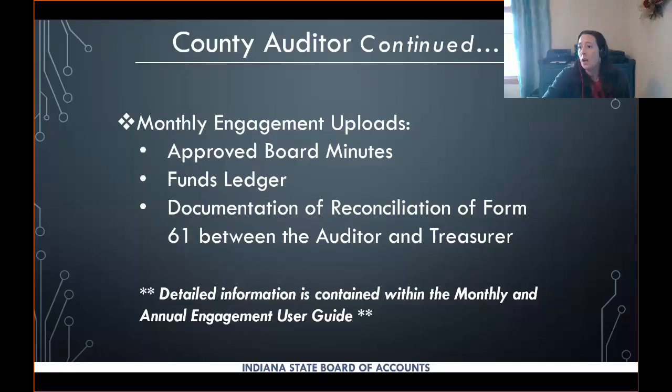Okay. The next one is the documentation of the reconciliation of Form 61 between the auditor and the treasurer. The Form 61 is a prescribed form. It's a monthly comparison between the auditor and the treasurer. If you have a financial statement software that you're using, it may not be called the Form 61. So if you're not sure what report you can print out to be that, again, call Lori and I. But the Form 61 is the prescribed form, and the auditor should have one and the treasurer should have one.